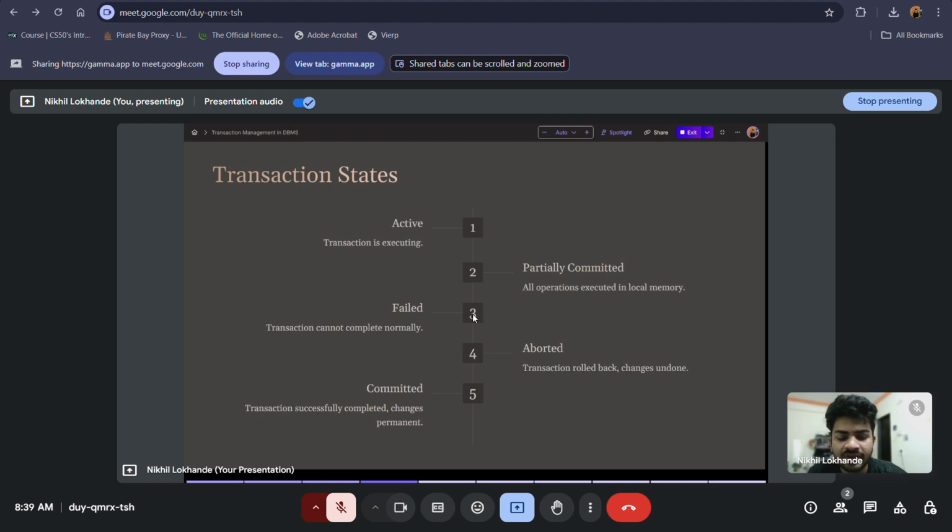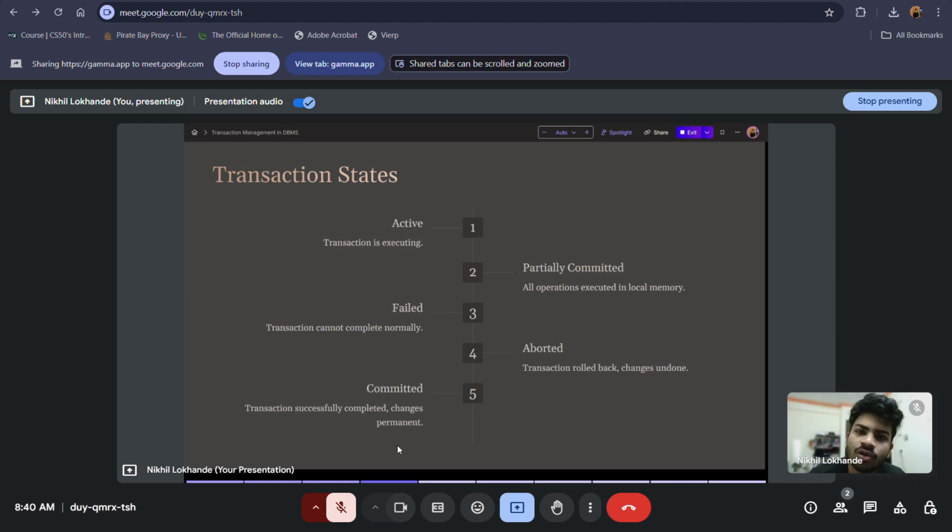As we all know, failed transactions are transactions that do not get completed normally. These are transactions which we try to complete but do not get completed, and some abnormalities are shown after the transaction gets completed. The fourth one is aborted. Transactions are rolled back, changes undone.